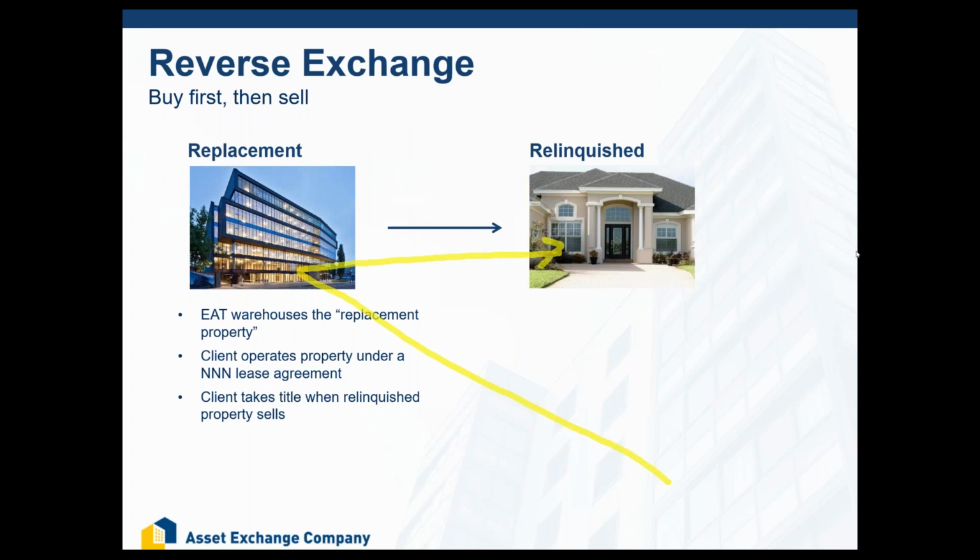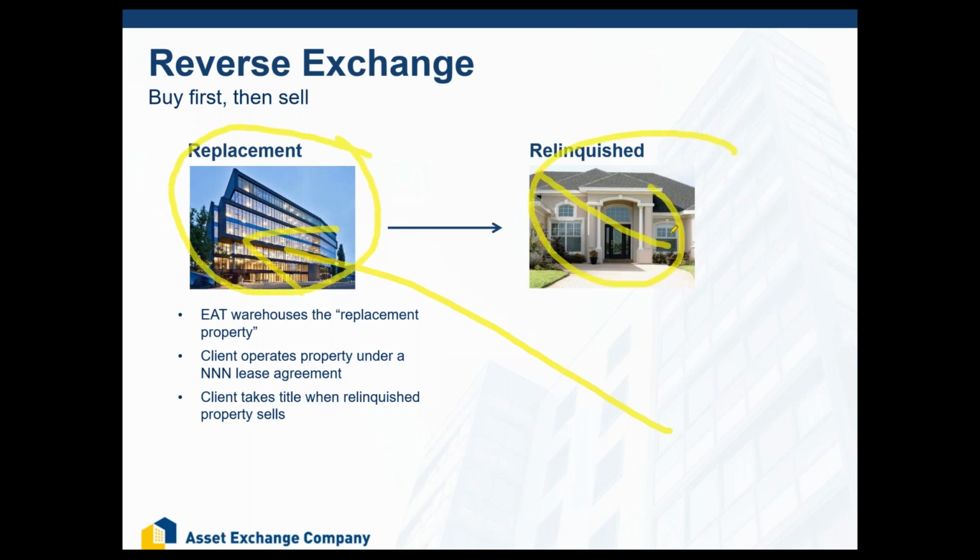So a reverse exchange, ladies and gentlemen, allows you to actually buy first and then sell. But the problem is you can't own them both at the same time. So I become the buyer of this property for you. I lease it back to you, and then I give you control of this property once you get your building over here sold. That's a reverse exchange.